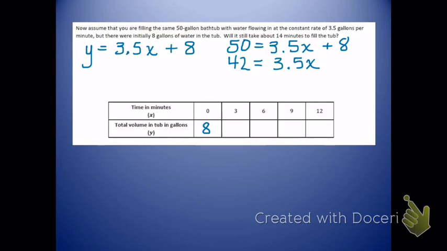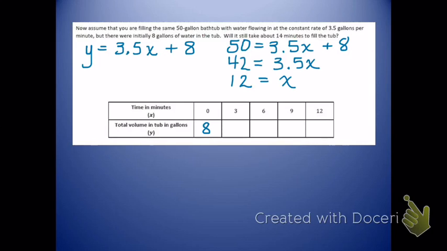And then I can begin to solve that equation. So first I would subtract 8 from both sides and get 42 is equal to 3.5x. Next I want to divide by 3.5. And I get x is equal to 12. So it's going to take 12 minutes to fill the tub, which seems reasonable. 14 minutes to do the 50 gallons. If I want to do only 42 gallons, it's going to take less, so 12 minutes.